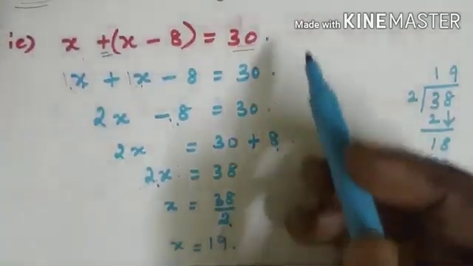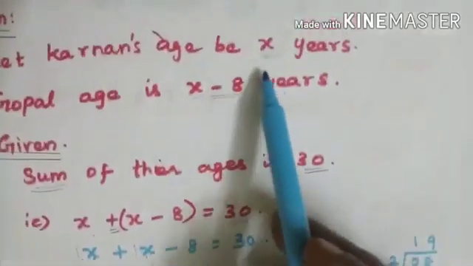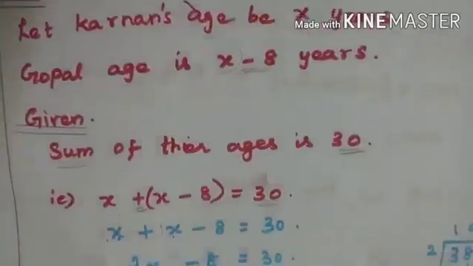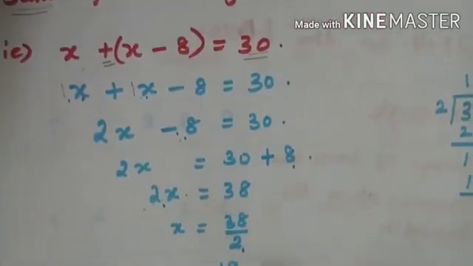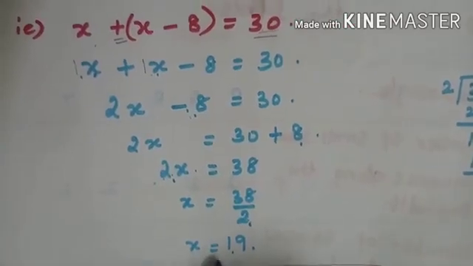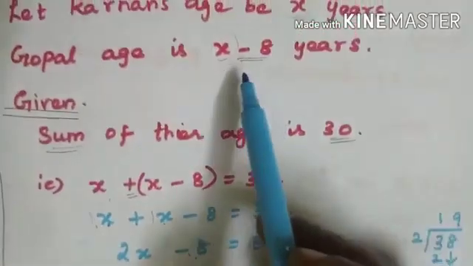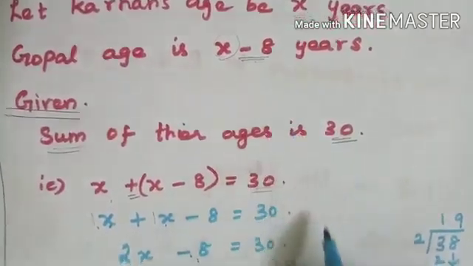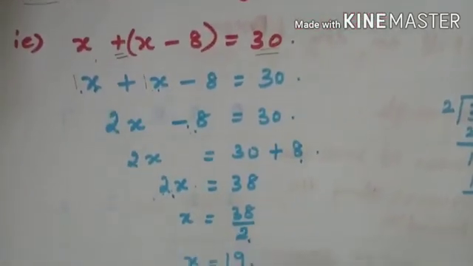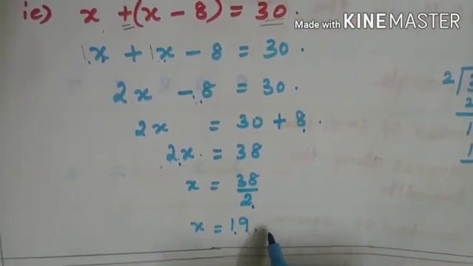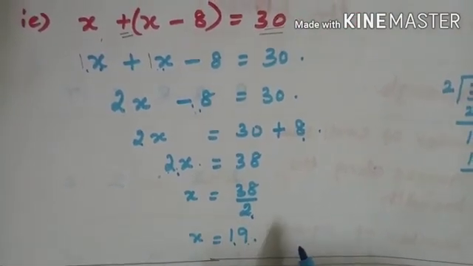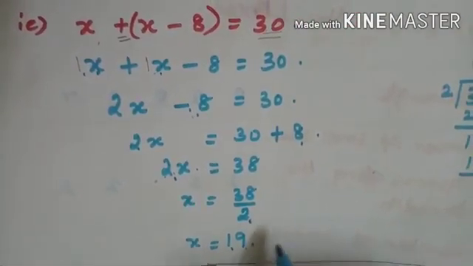So now let Karan's age be x years. Now Karan's age is what? 19 years. And Gopal's age is given to be x minus 8. x means what? 19. So 19 minus 8 equal to what? 11. And we can verify the answer.